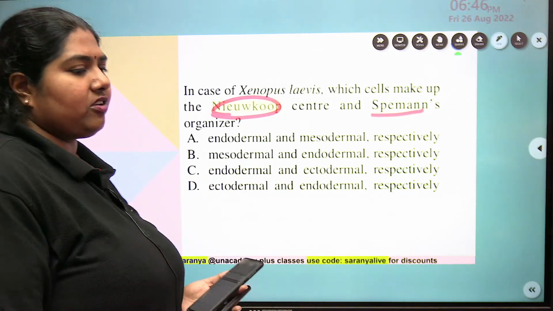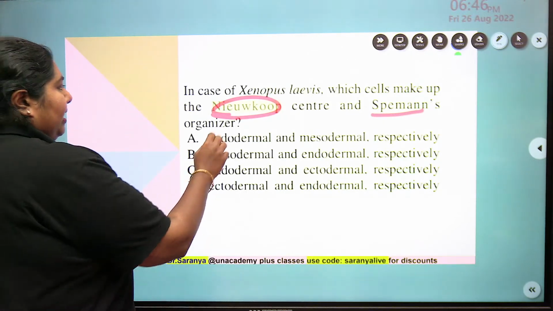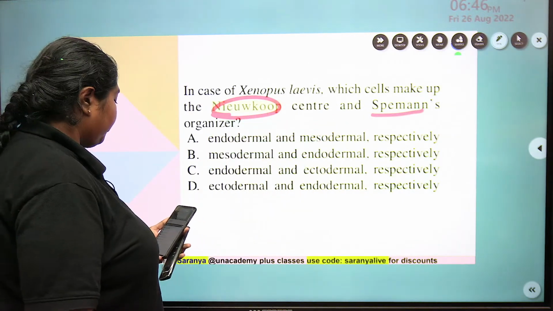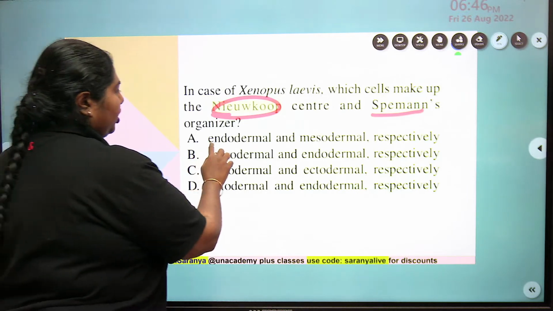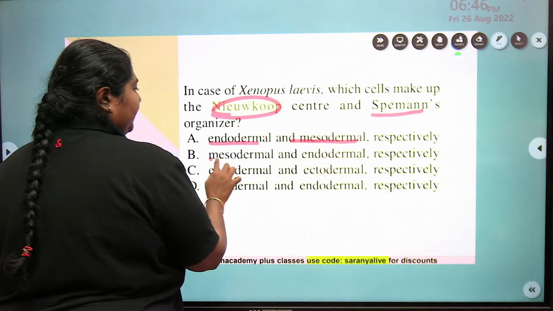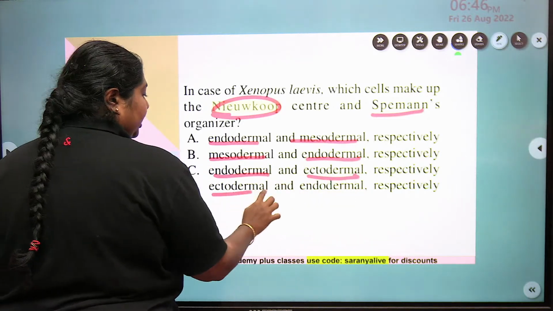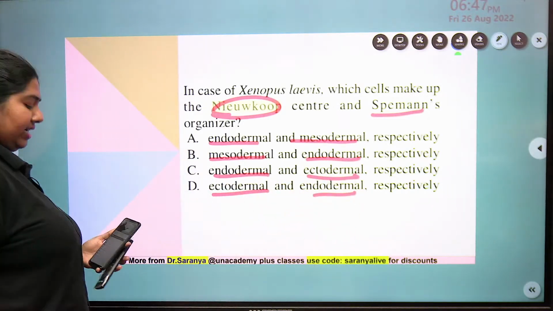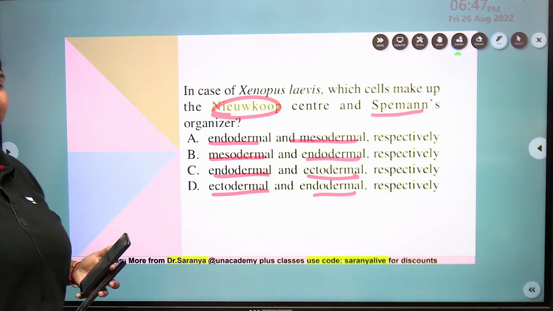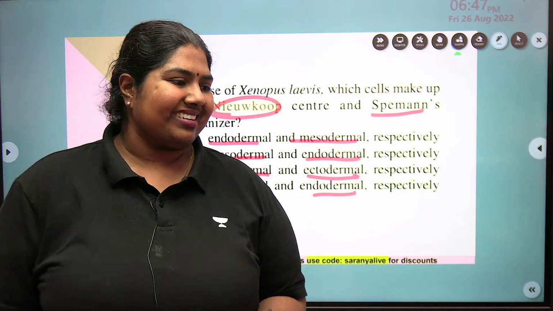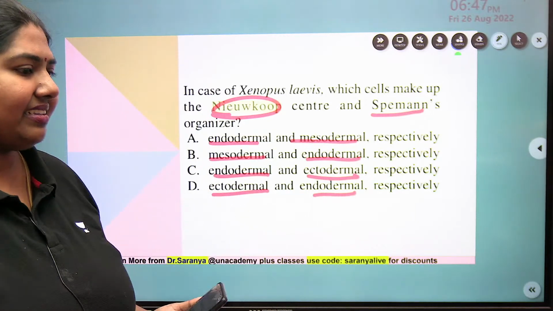In case of your Xenopus, your Nieuwkoop center and Spemann organizer are being formed by which of the following respectively? Endoderm and mesoderm, mesoderm and endoderm, endoderm and ectoderm, ectoderm and endoderm. So what is it going to form? Everybody in this class, make it out. Yes, guys. Come on, everyone.